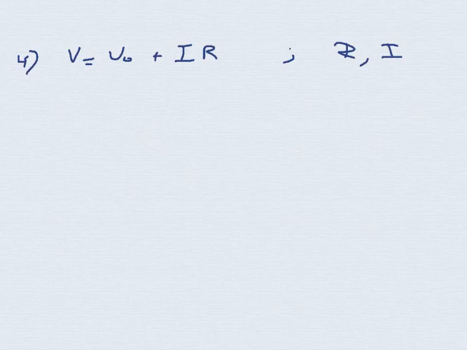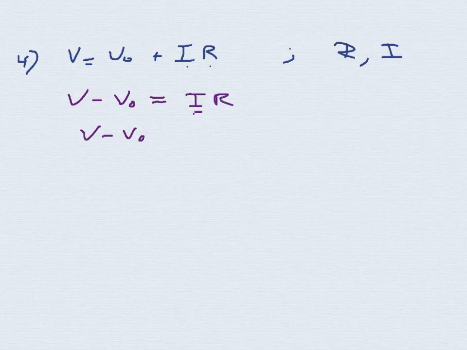Number 4. You've got V equals VO plus IR. You're trying to solve for R and I. Either one of those terms is not attached to the VO. Bring the VO over to the other side by changing it to its opposite, which is a subtraction. Now you're down to this stage. Depending on what you want to get rid of, if you want to solve for I, you would get rid of the R. So V minus VO over R. If you divide both sides by R, that would give you the formula for I.